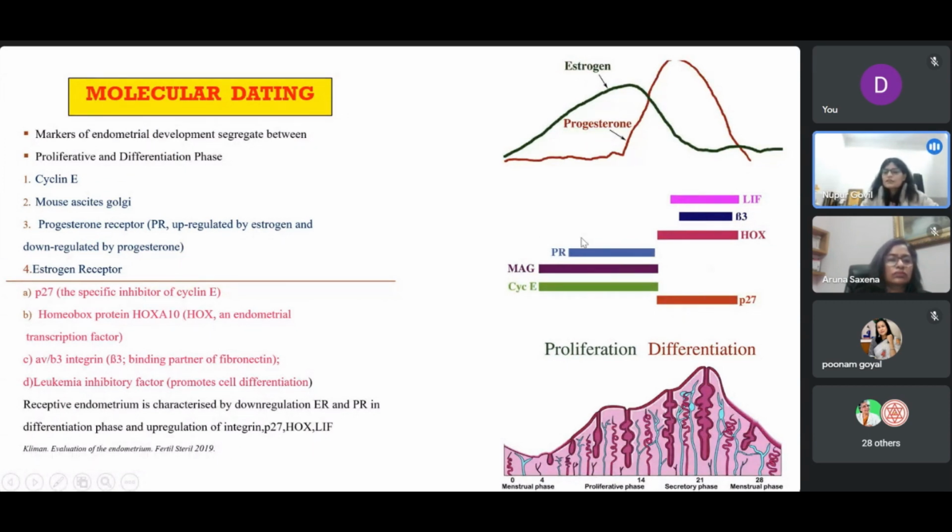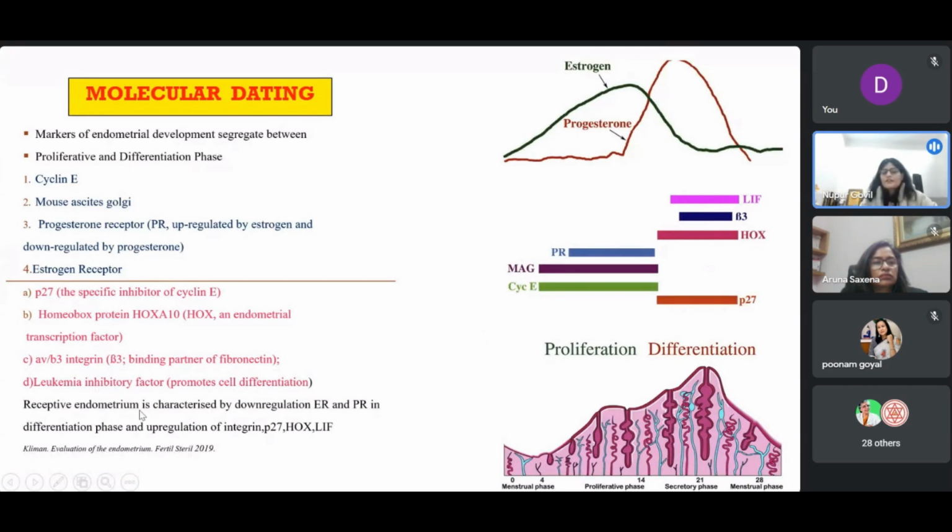The shift should happen from these markers to the differentiation phase markers like leukemia inhibitory factor, alpha V beta 3 integrin, HOXA genes, and P20. If this shift doesn't happen, then we say that the endometrial receptivity is deranged, and both the histological and the molecular dating combine together, they form the endometrial function, and they are responsible for the proper maturity of the endometrium.